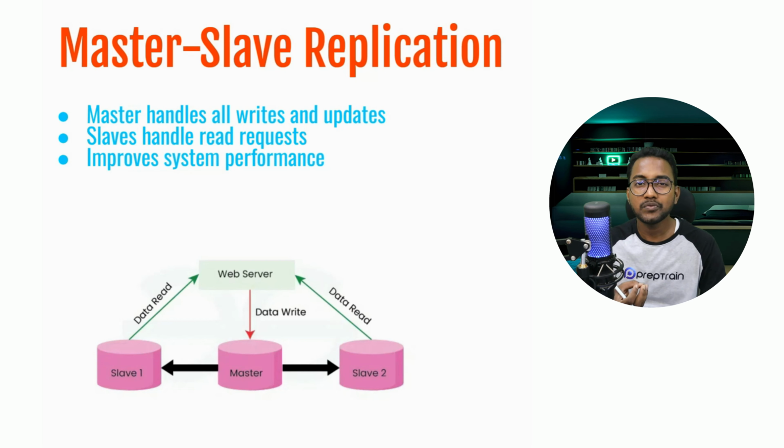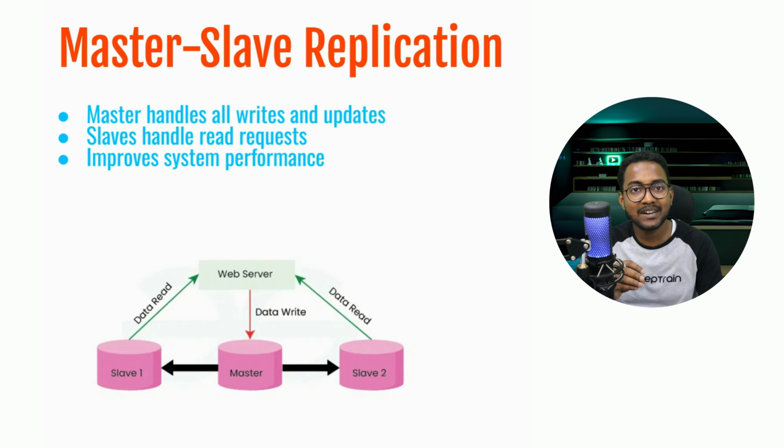This is very useful for applications that experience a lot of read requests but fewer write requests. Think about an e-commerce site where users are constantly browsing product pages. Those are basically read requests, right? But only a few users are adding items to their cart or making purchases at any given time. Those are basically write requests. So by distributing the read requests across multiple slave databases, the system can handle more users without putting too much strain on the master database.